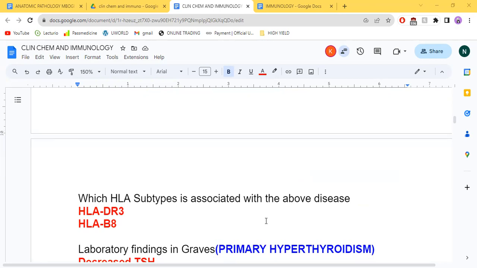So, lab findings in Graves. Someone has even already answered it. We have low TSH, so decreased TSH. What else will we most likely have, given that we have hyperthyroidism? What happens to the thyroid hormones? T3, T4, what are their levels? Low TSH, high T3 and T4. Yes, thank you so much. So those are the lab findings: low TSH, increased T3 and T4. Thank you very much, guys.